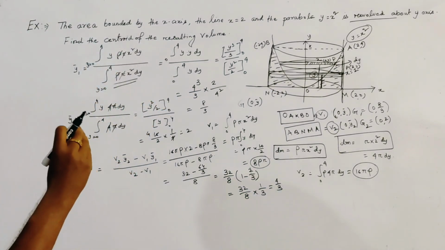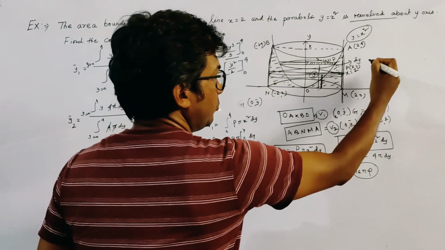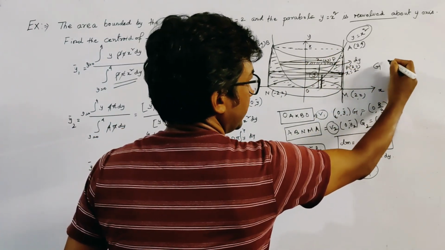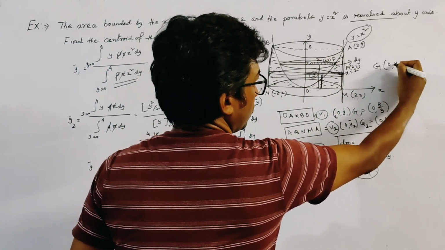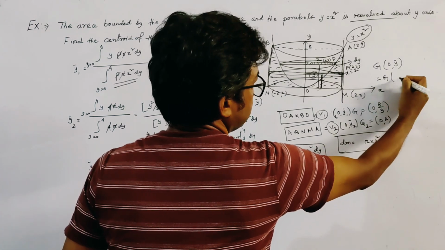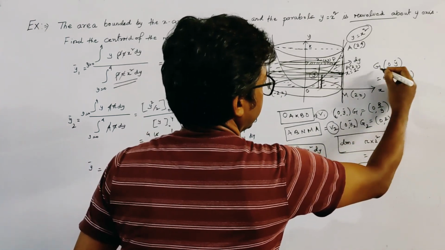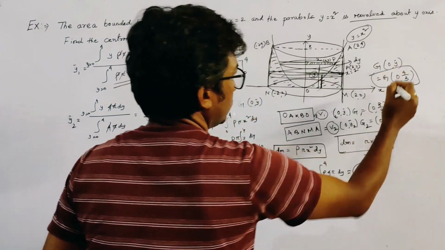So the coordinate of CG of the combined body or the required body is given by G. This is 0, y bar. So this is G 0, 4 by 3. Okay, and this is our required answer.